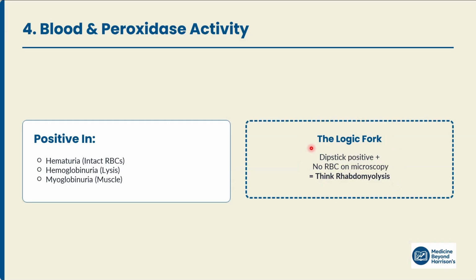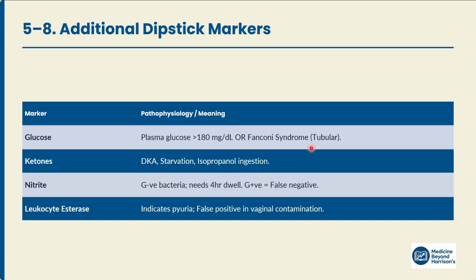You can diagnose rhabdomyolysis just by the urine routine analysis. Additional parameters that we can get from the urine routine: glucose, if positive, suggests plasma glucose is more than 180, or it can also be seen in Fanconi syndrome. The renal tubular threshold for glucose reabsorption is 180. When the plasma glucose goes beyond 180 to 200, it gets reflected in the urine routine.